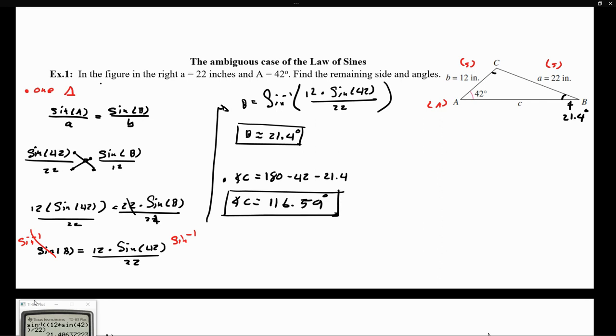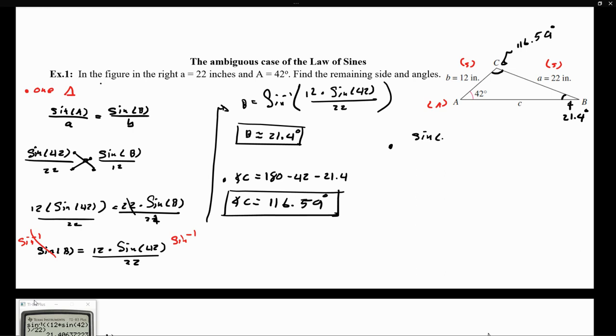So now we know that angle C is equivalent to 116.59. So the only thing that we're missing is side C, which we can definitely solve for using, again, the law of sine. Because notice that we have a pair.